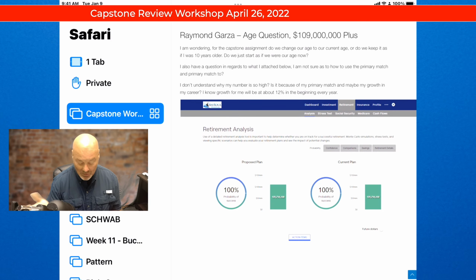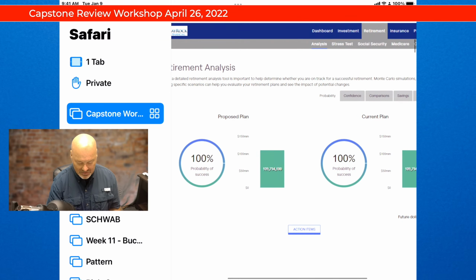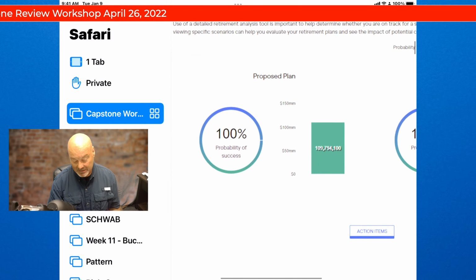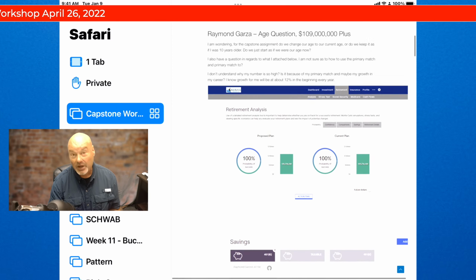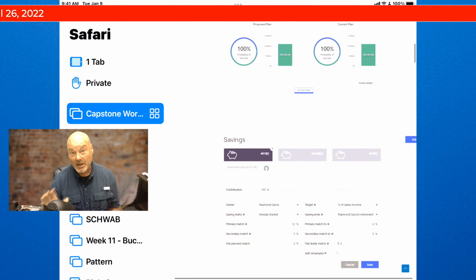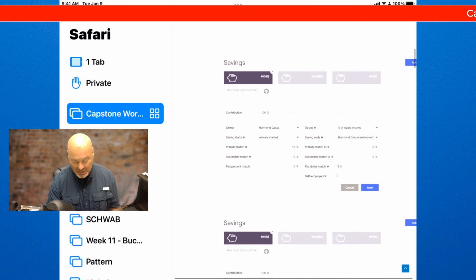Okay, does that make sense? Hopefully it does, because as you can see, this plan is ridiculous. And it's a great question, and that's why we're doing this workshop.